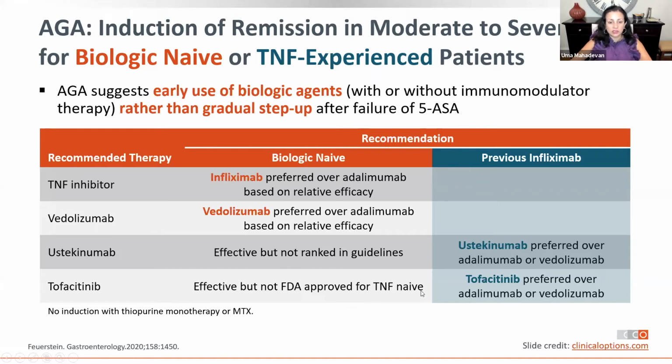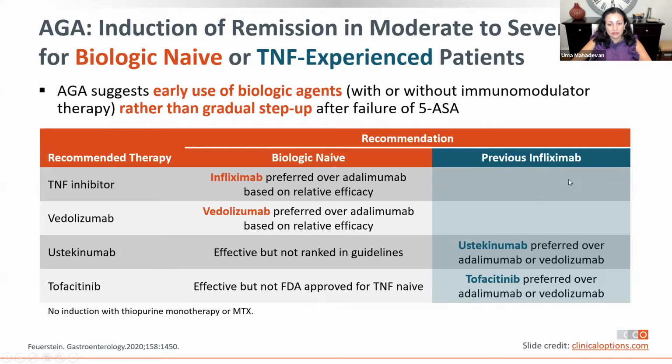So someone comes into your office with moderate to severe UC, never seen a biologic, your choices are infliximab, vedolizumab, and ustekinumab, and you can pick based on their preference, their insurance, their comorbidities, etc. However, if they've had previous infliximab therapy, you would not use adalimumab. Again, adalimumab probably does not have a role in ulcerative colitis, really, based on available data. Infliximab is superior in the naive.